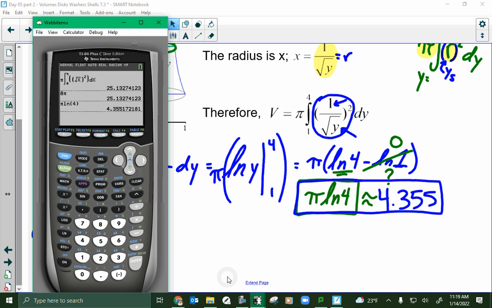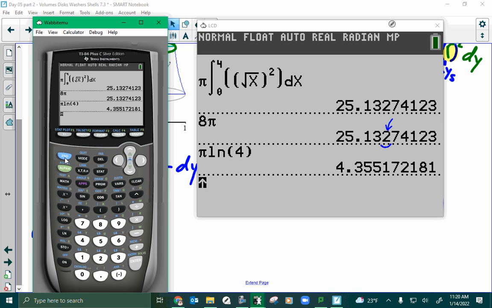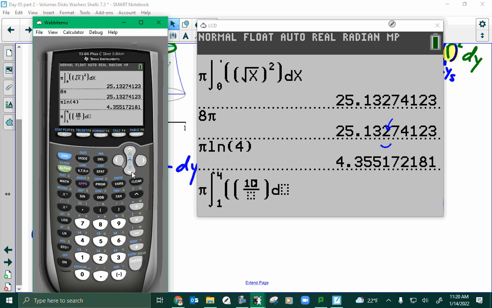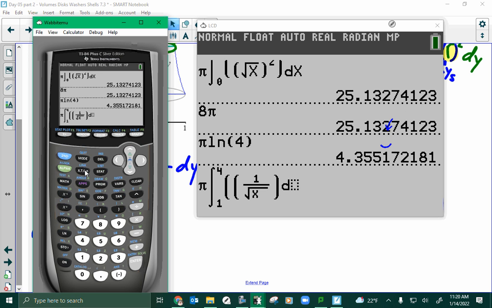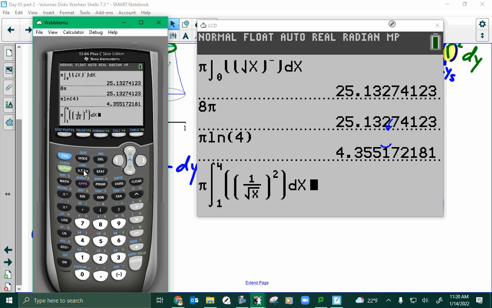Now let's see if we're right. Let's put this in exactly as we wrote it down before we did any simplifying. How come I'm doing it before we do any simplifying? Because sometimes we make a small mistake when we simplify, and this is the only way we catch it, if we put stuff in before we did any work. From 1 to 4 of, I'm going to put a fraction here, 1 over the square root of x, squared, dx. Now I don't want you guys to freak out. Why am I using x's instead of y's? Because the only variable that I put in is x in the calculator.